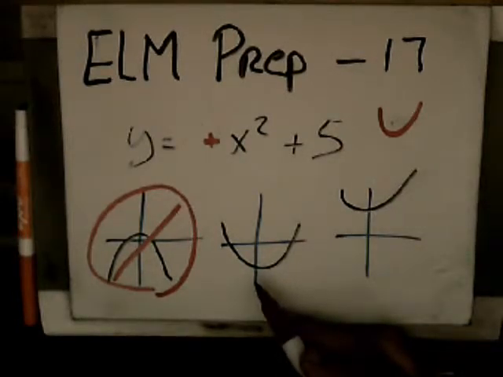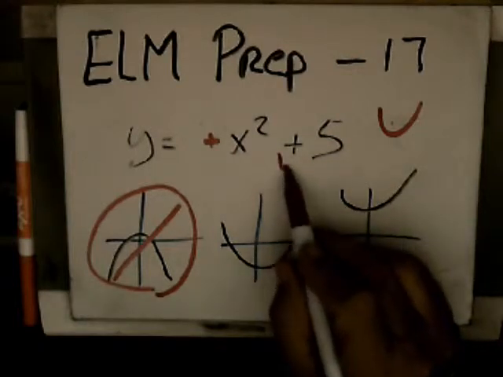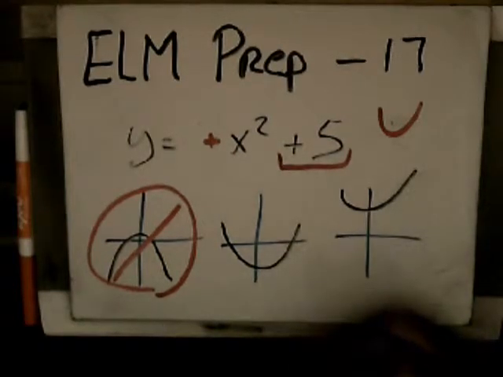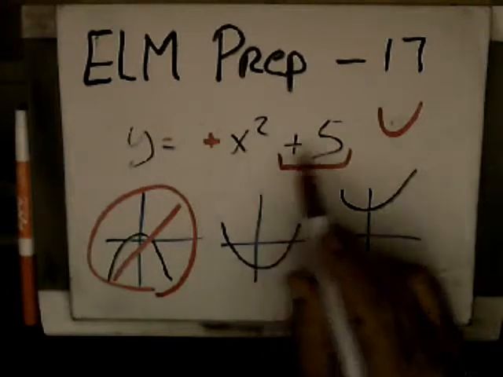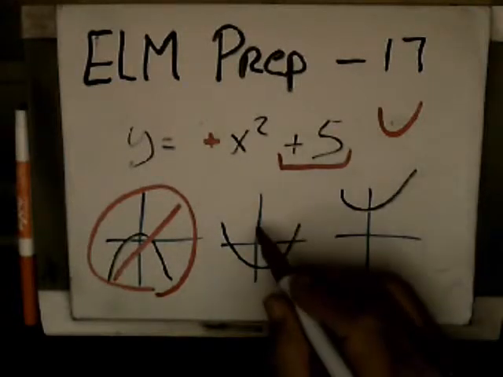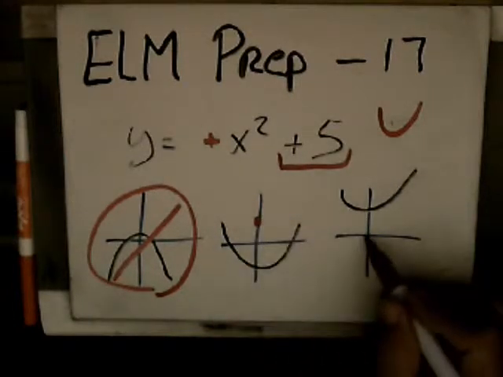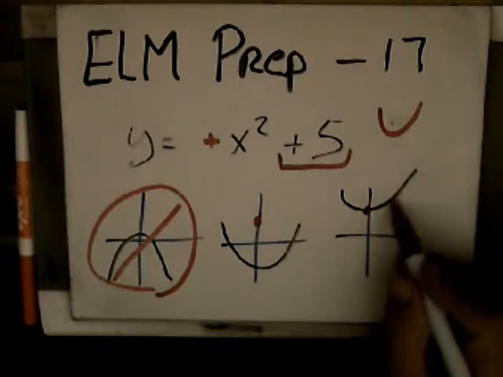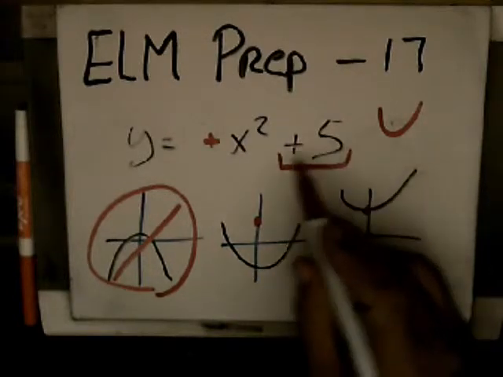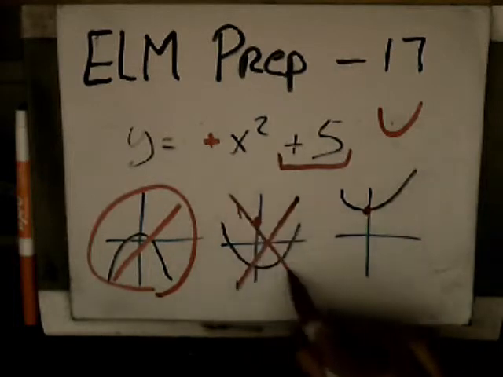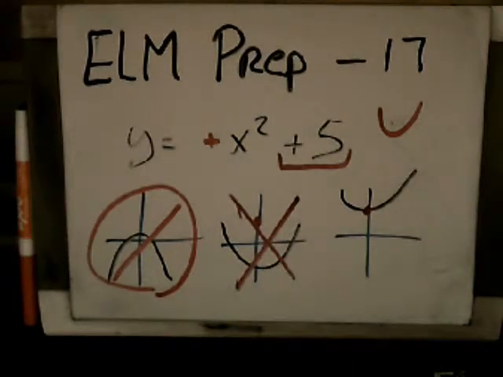So what do I do now? Well, just like in the linear, we're going to look back here and see, well, if x equals 0, y will equal 5. So 0, 5 is that point, 0, 5 is that point. This is the only graph that has that point on it. So this is not my answer. All right, so that was easy enough.